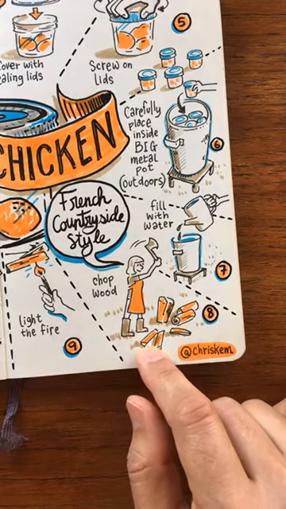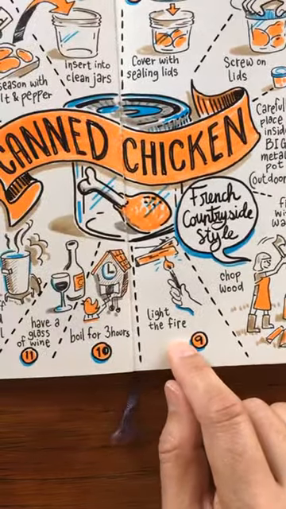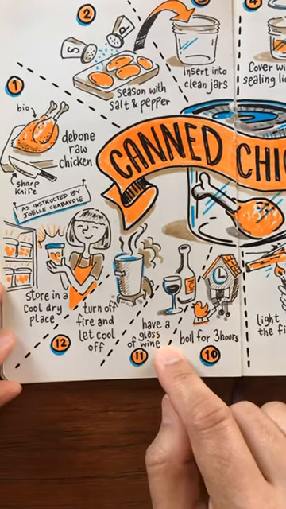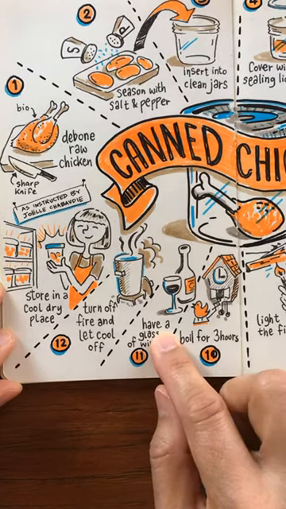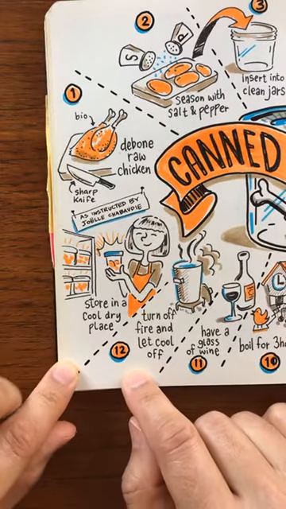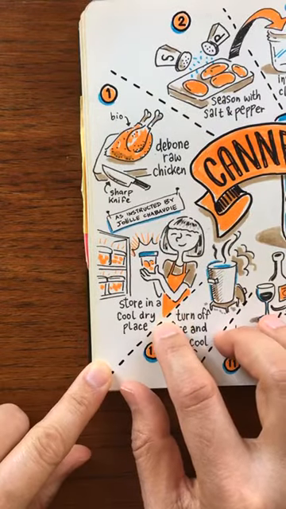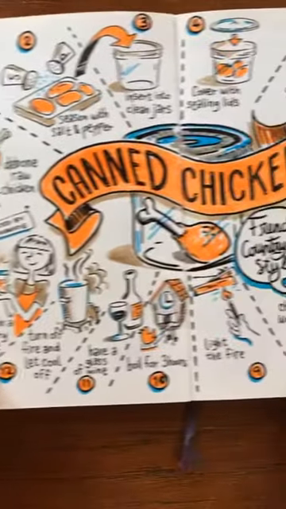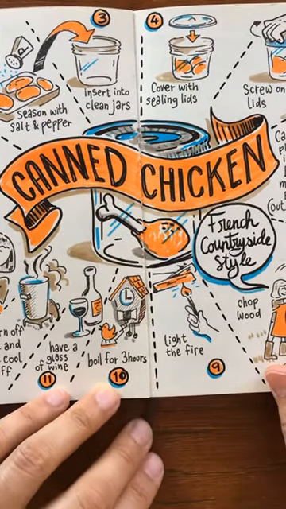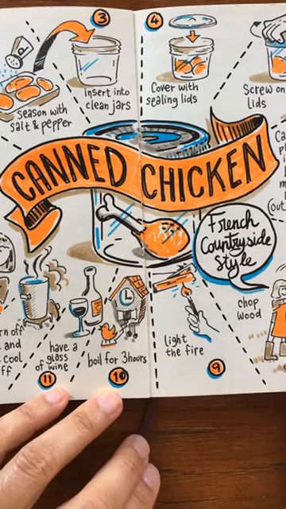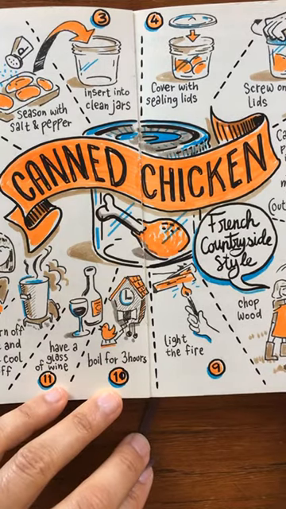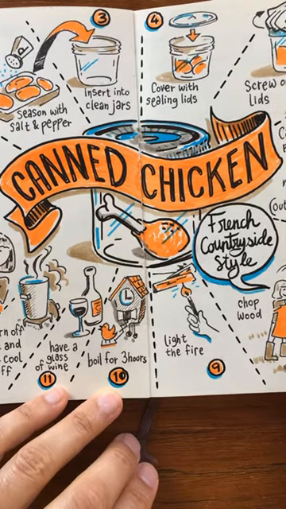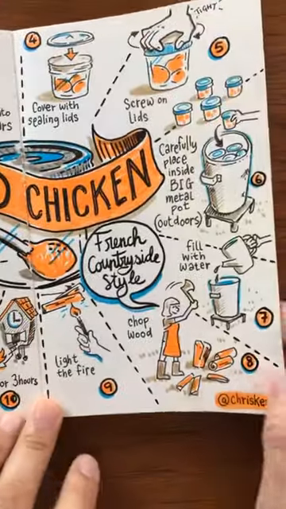goes out and chops the wood. Yes, she does. Lights the fire, boils it for 3 hours. I don't think she had a glass of wine, but probably I did. Then turns it off, and stores it in a cool, dry place. Joelle does this almost every year, and it's become a ritual of ours as well, where we go and can our meat and vegetables. This is a fun sketch note.